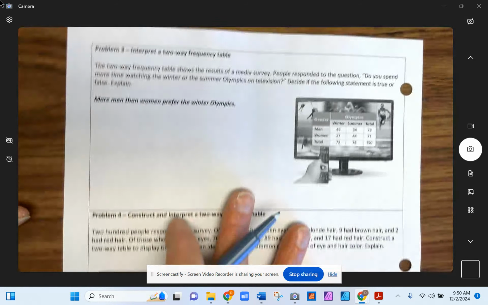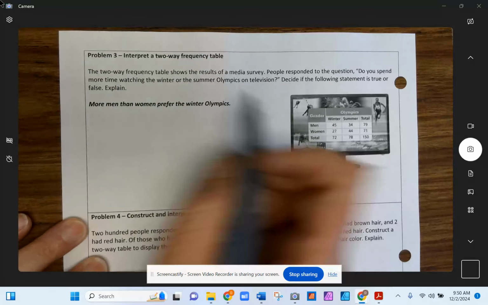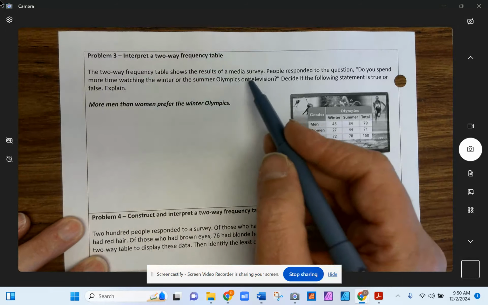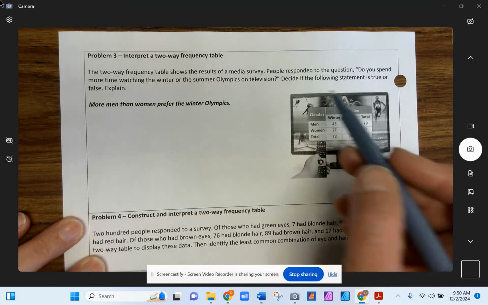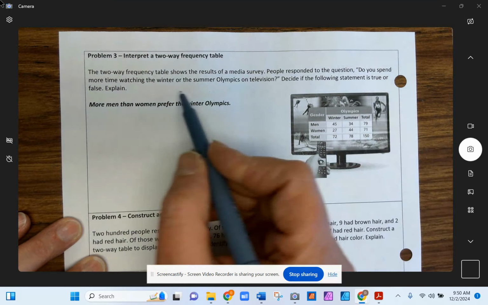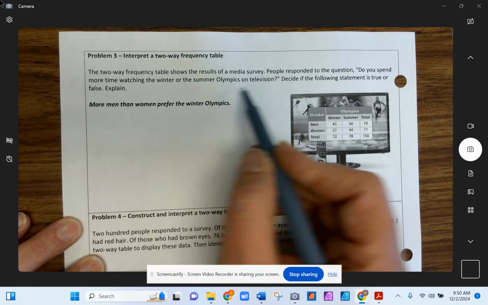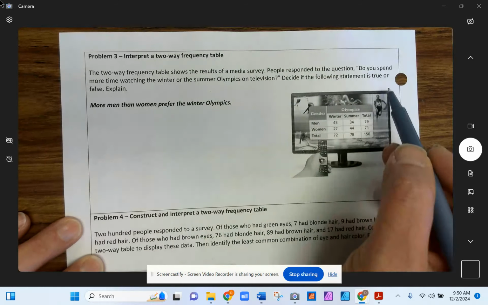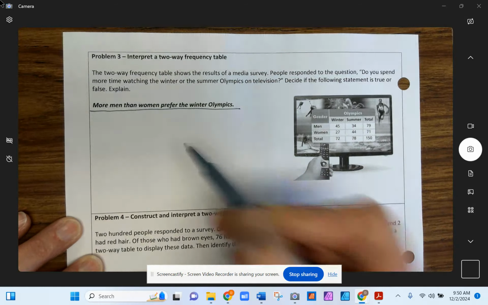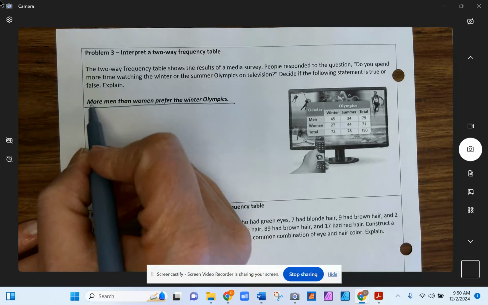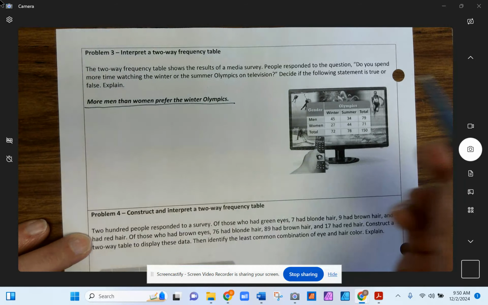So we get here, interpret two-way frequency table. So we've already got one done, right? The two-way frequency table shows the results of a media survey. People responded to the question, do you spend more time watching the Winter or the Summer Olympics on television? And then decide if the following statement is true or false and explain. Okay, so this right here, more men than women prefer the Winter Olympics, right?